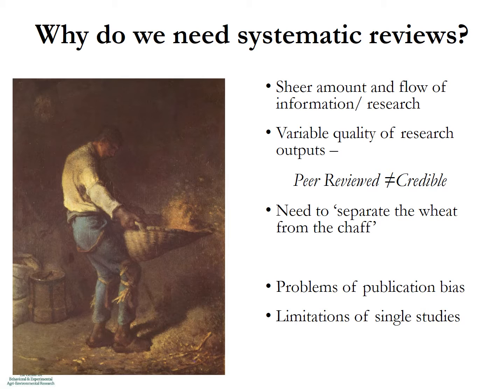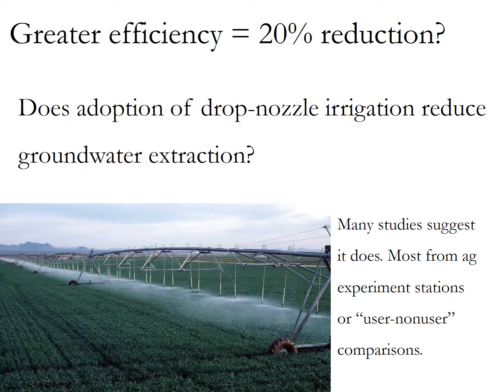I'm just going to give you an example. We still haven't gotten to the elements of systematic review, and we're going to get there, but just to motivate it. I even heard Jason Willow talk about drop nozzle, low drift irrigation technology. And these have been subsidized by state and federal government throughout the United States, and one of the reasons is because of the belief that it reduces water use. And where is that coming from? The studies are largely from ag experiment stations, where they've got the same crops and the same conditions.